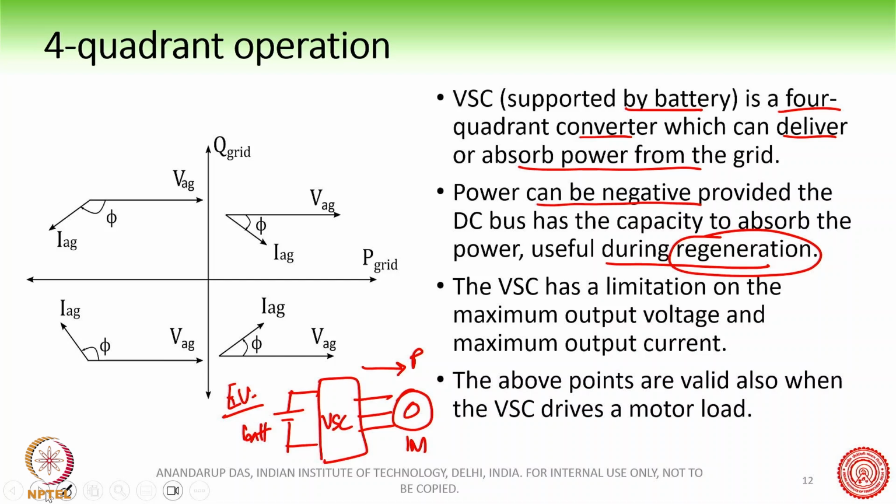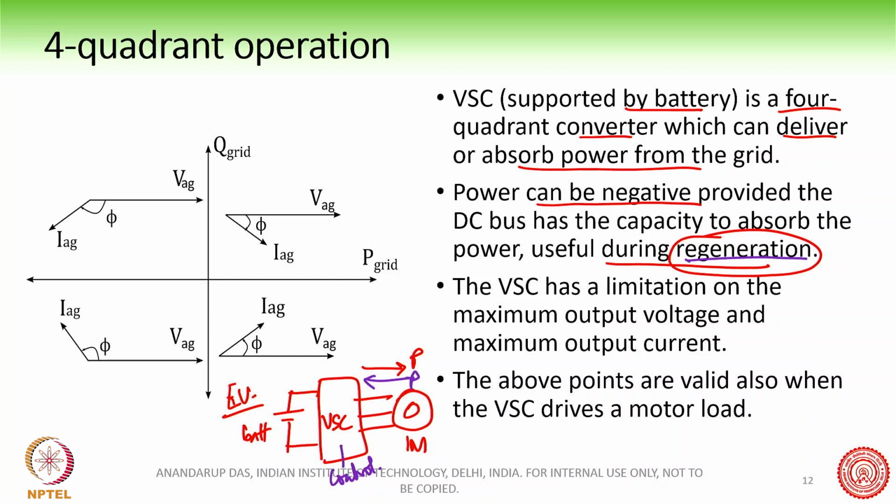Then the energy will flow like this, from the motor. The machine no longer behaves as a motor; it behaves as a generator, and that can be fed back into the battery. This is done very simply using the control over the VSC. The VSC is basically controlled, and it can be controlled to either flow the energy from the battery to the machine or from the machine into the battery. So during regeneration also you can feed it back into the battery.